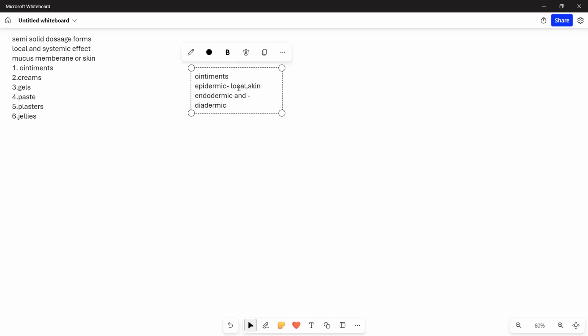While coming to the endodermic, what do you understand by endodermic ointments? Yes, they are topical. So these are also applied on the skin.